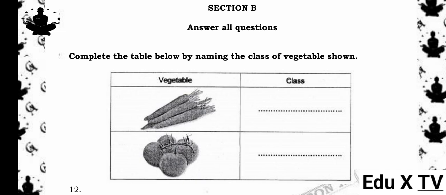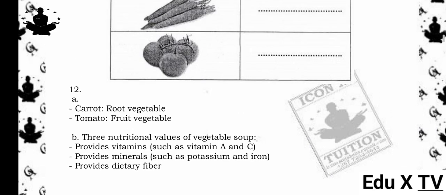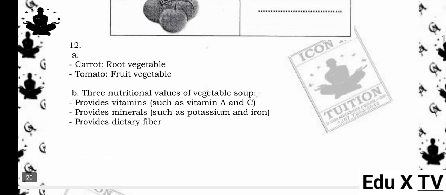Complete the table below by naming the class of vegetable shown. 12. A. Carrot. Root vegetable. Tomato. Fruit vegetable. B. 3 nutritional values of vegetable soup. Provides vitamins such as vitamin A and C. Provides minerals such as potassium and iron. Provides dietary fiber.